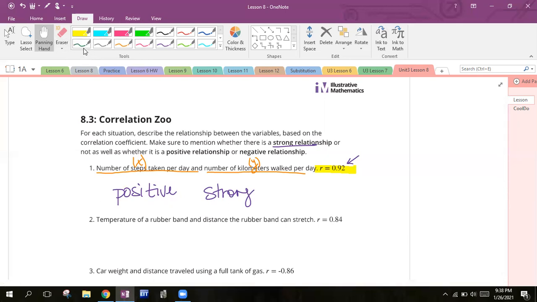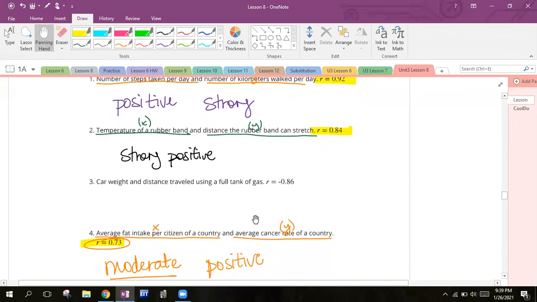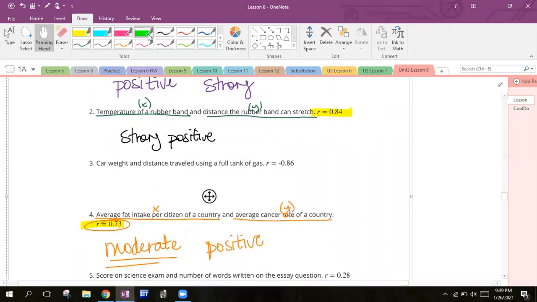It says our X value is the temperature of a rubber band and the distance the rubber band can stretch. This has an R value of 0.84. While that's not super close to 1, this would still be considered a strong positive correlation. As the temperature increases, the distance of the rubber band would also increase according to this data.